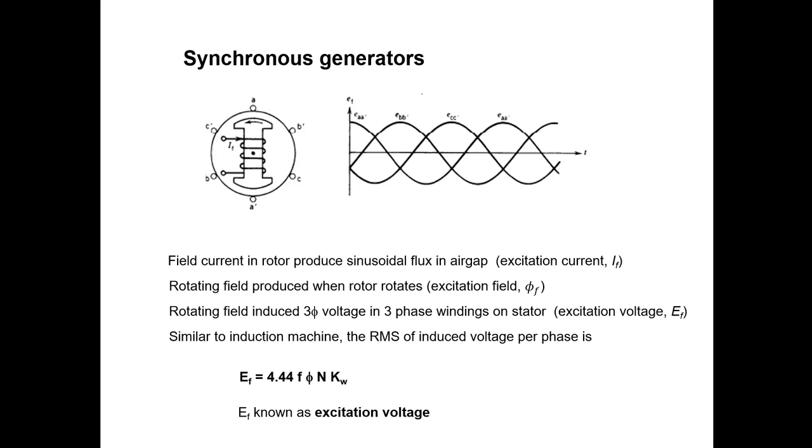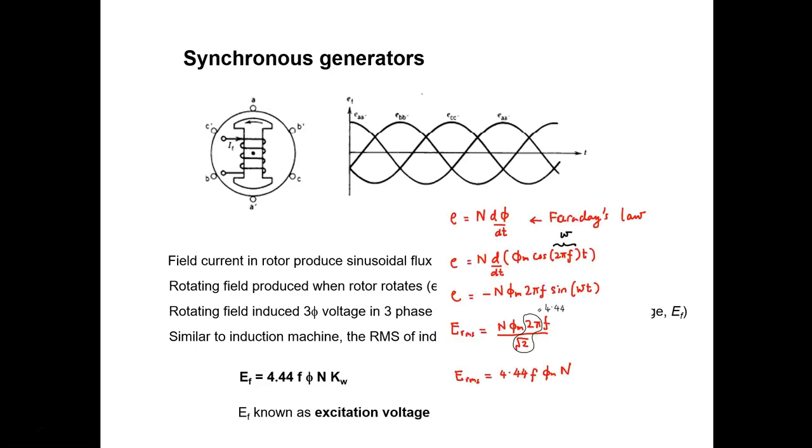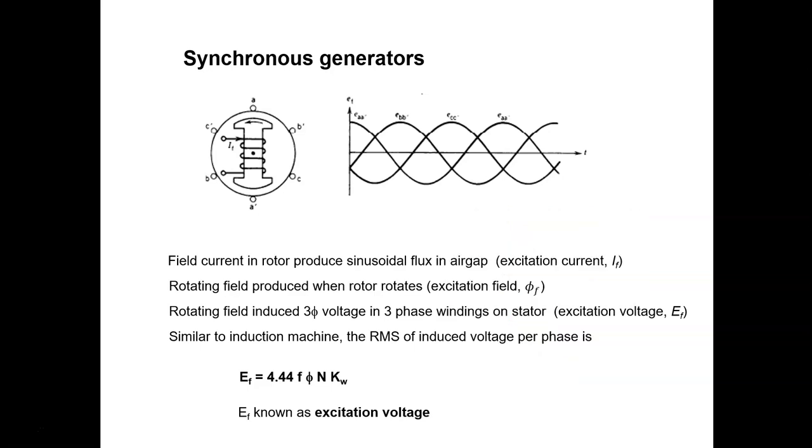Similar to the induction machines, the RMS induced voltage per phase is given by this equation here. The expression is derived from Faraday's law, which states that the induced EMF is equal to the rate of change of the flux linkage. f is the frequency of the induced voltage, phi is the flux per pole, N is the number of turns per pole, and Kw is the winding factor.